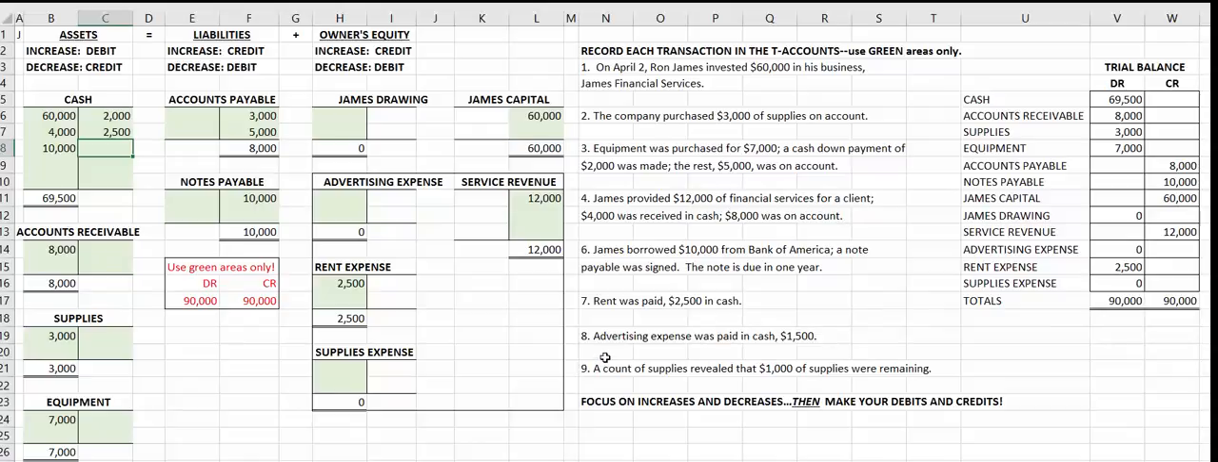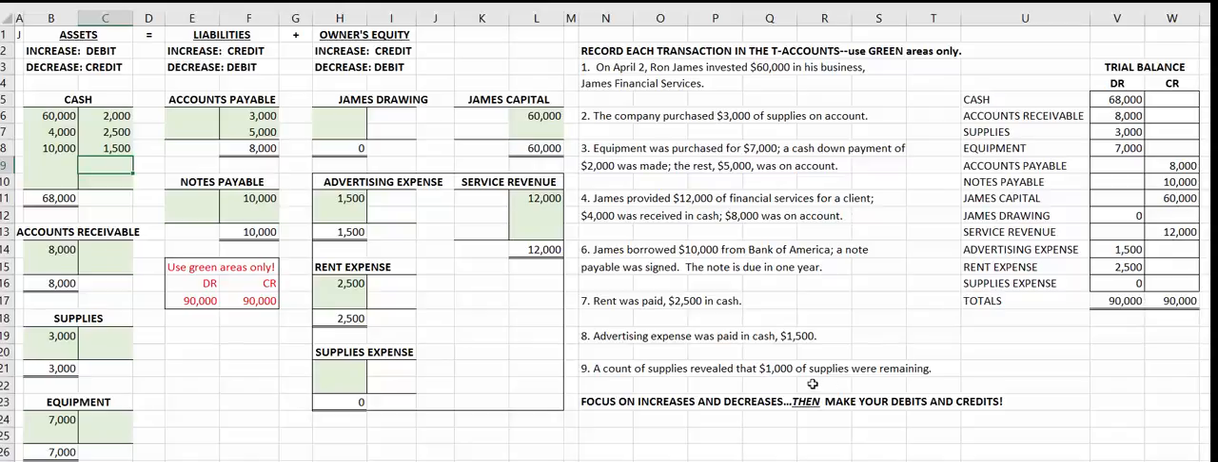We're going to pay some advertising expense as well, and again, that expense makes the owner's equity go down by $1,500. We're paying it in cash, $1,500. Trial balance still remains with totals at $90,000, but you'll see that rent expense now has a debit balance of $2,500, and cash has a debit balance of $68,000.